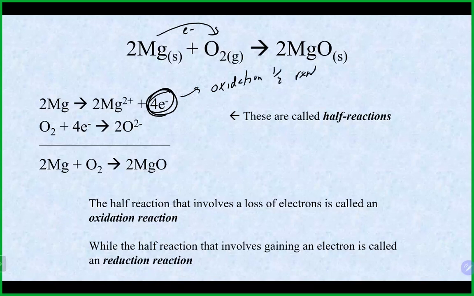And that is because it shows the magnesium losing electrons. And in an oxidation half reaction, the electrons will always end up on the product side, like they're being given off. So here's like magnesium giving off these electrons. And that is different than the second one, which is actually the reduction half reaction.